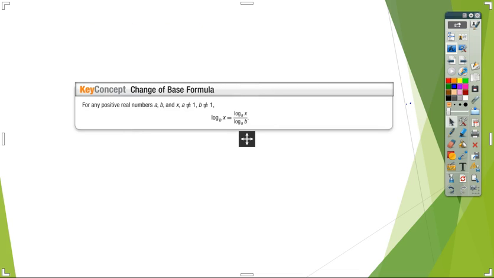Next. So, change of base formula. It says here for any positive real number. Okay, so here's the deal. On your calculator, you only have two logs. You have log, which is log base 10, and natural log, which is log base e. That's all you can do. So this change of base formula comes in real handy when you try to figure out something other than log base 10 or log base e, which is natural log, for your calculator. So how do I put this in my calculator? Excellent question. So let's see what's next.